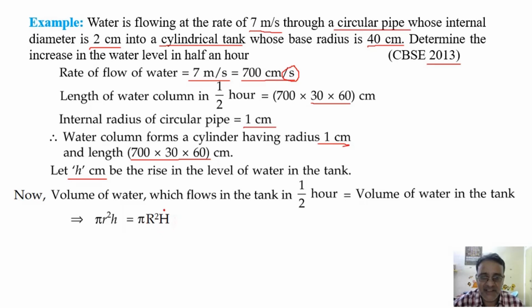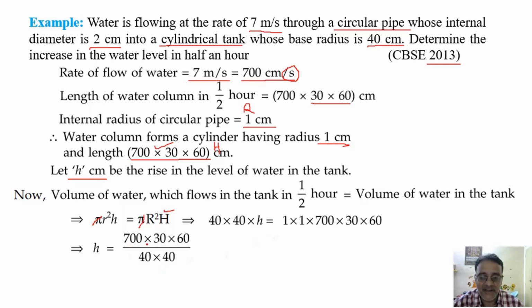Okay. So this is the length of this one, capital H, and capital R I took 1 centimeter and small r is 40 centimeter. So 40 into 40, because we can cancel pi from both sides, 40 into 40 into H is equal to 1 into 1 into 700 into 30 into 60. So H will be equal to 700 into 30 into 60 divided by 40 into 40.